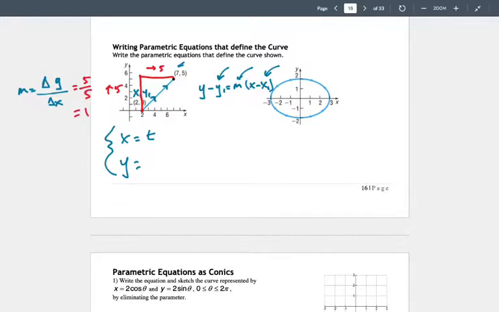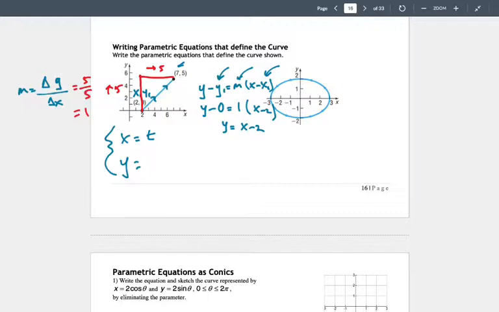So now if I plug those numbers in, the point that I chose to use was the 2, 0. So 0 was the y. My slope was 1. And then I'm doing x minus 2. And then solve that for y. I get y equals x minus 2.